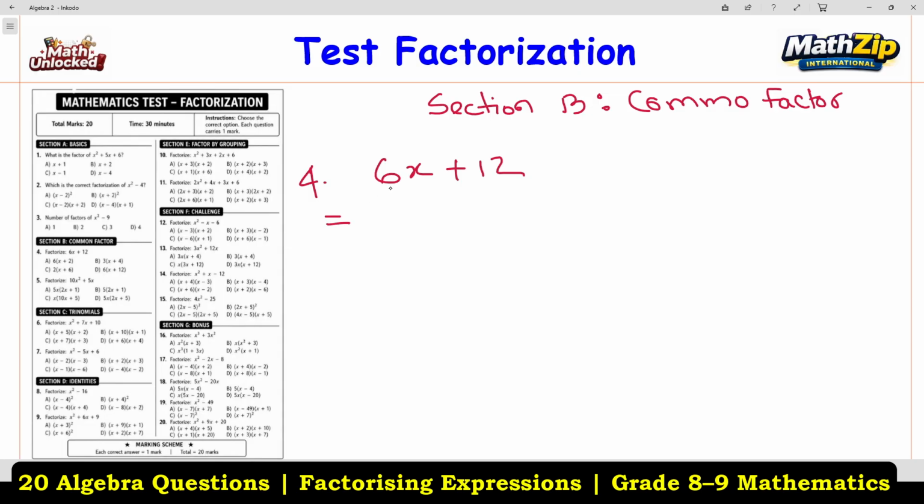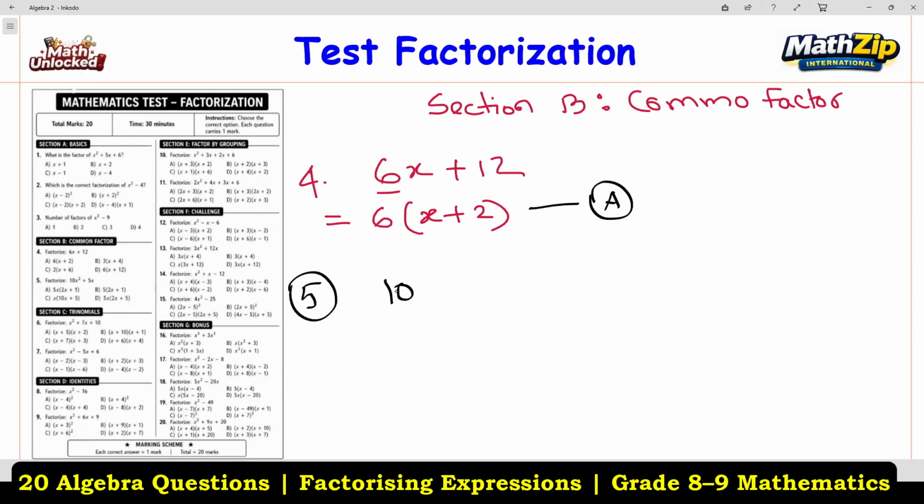From here, 6 is the coefficient of x and 12 is a constant. So we can take common 6, and we will get x + 2. So what is the similar option? Option A, right? A is our right answer. Next, question 5.